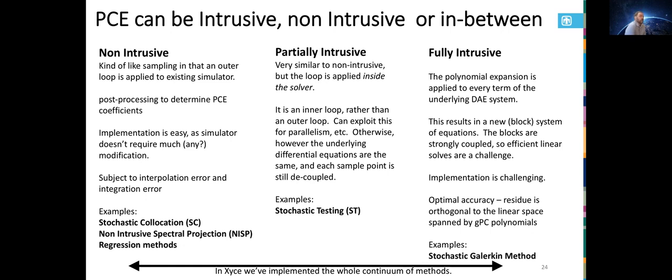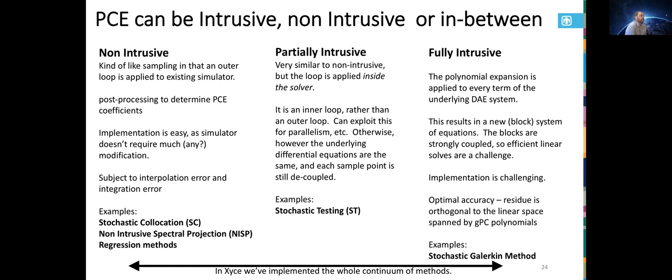You can also use regression methods in this case, and regression methods are pretty convenient because they don't care as much about exactly which sample points you've used. So you could actually do a Latin hypercube sampling of your simulation, and then use your Latin hypercube sampling points to compute PCE coefficients using a regression method. And so that's one thing I've done.